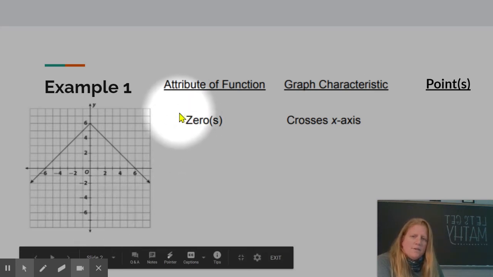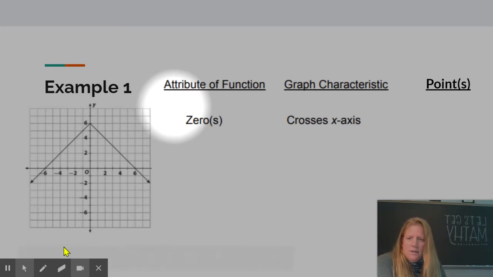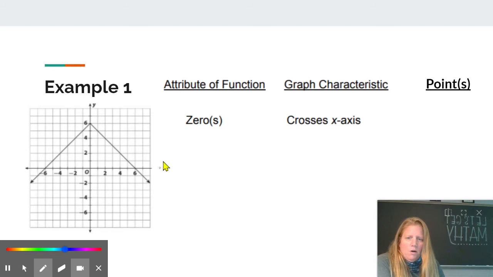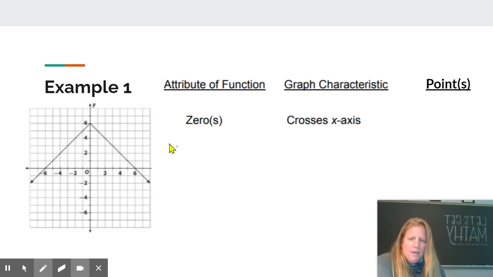First attribute of the function that we want to look at are the zeros. Zeros are essentially a synonym for x-intercepts and also roots. There are some distinguishing factors, but for students coming out of Algebra 1, you will remember these as x-intercepts.